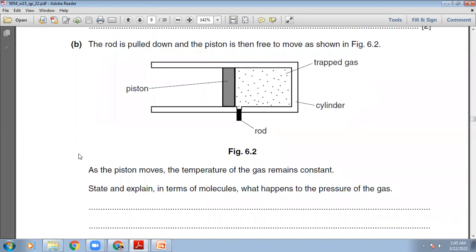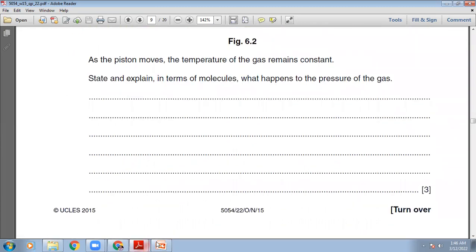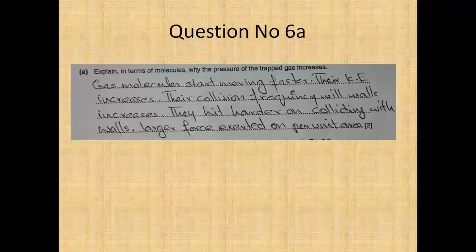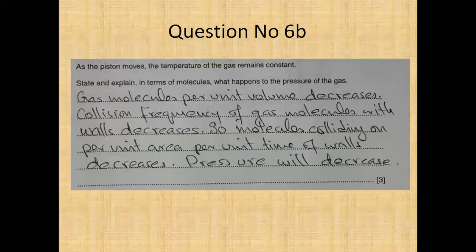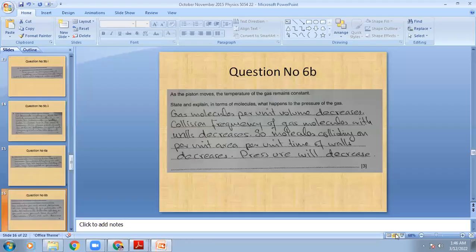Because when the gas expands, the number of molecules per unit volume will decrease. So the collision frequency of the molecules with the walls of the container will decrease. So the pressure exerted by the gas will decrease. So let me show you my written answer. So here we go. Gas molecules per unit volume decreases, collision frequency of the gas molecules with walls decreases. So molecules colliding per unit area, per unit time of the walls decreases. So the pressure will decrease. So this is my written answer.